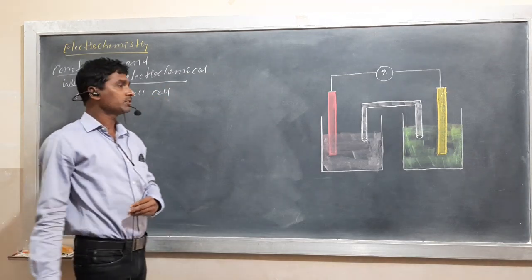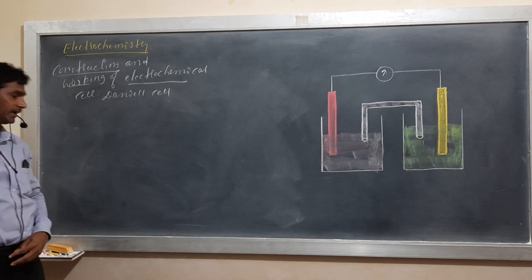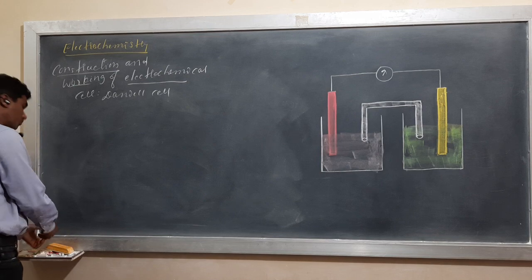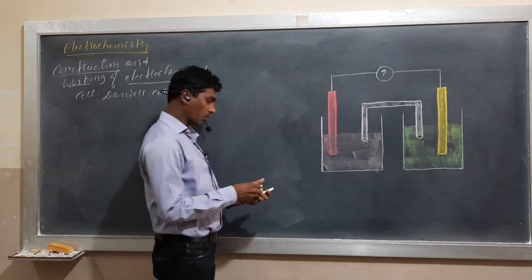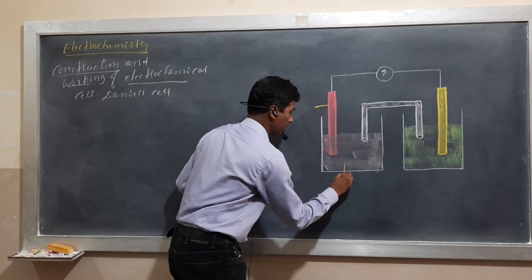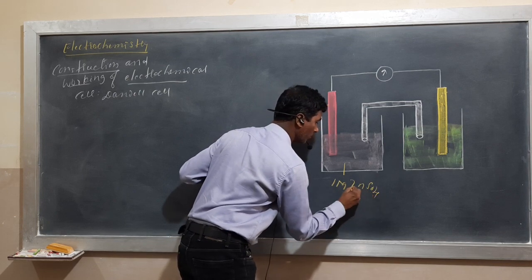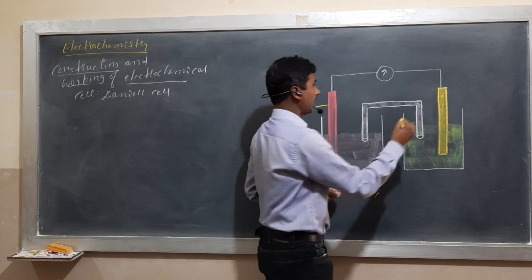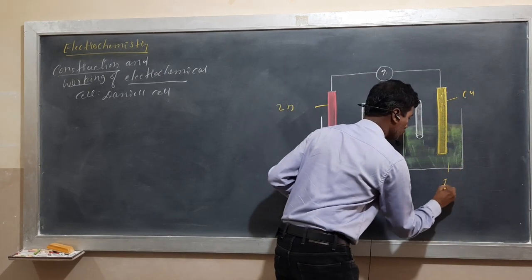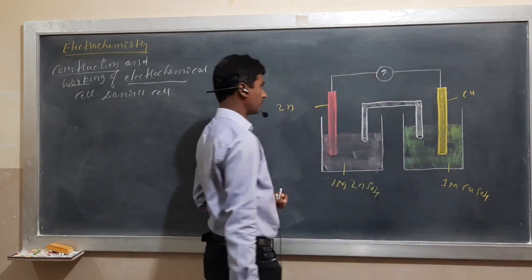Now the construction and working of the electrochemical cell. The example is the Daniel cell. The Daniel cell consists of a two electrode system. One is the zinc electrode, dipped in 1 molar zinc sulfate solution, and the other is the copper electrode, which is also dipped in 1 molar copper sulfate solution.